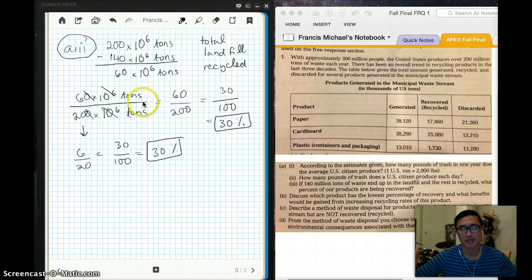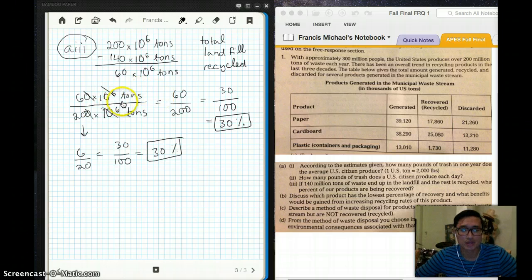All right? Now, there are two key points here. One is that we're not content with just reciting that, oh, it's 60 million tons. We have to be very careful and read the question. It's asking what percent of our product is recycled. So now we have to take that part that's recycled and divide it by our whole, okay? And give the whole percentage.